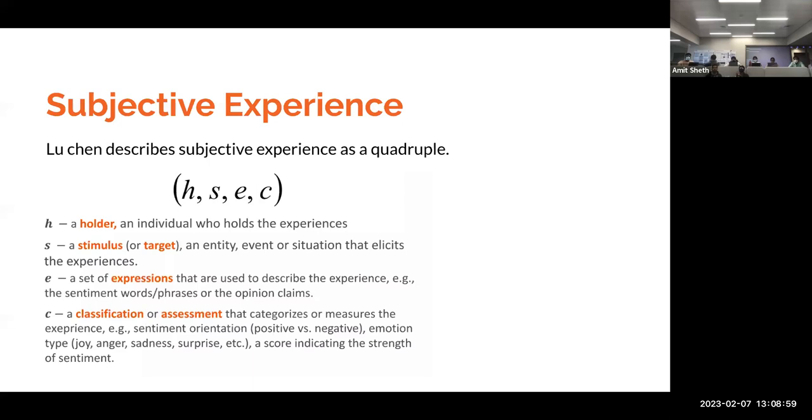Yu-Chan describes subjective experience as a quadruple of H, S, E, C. H is a holder, an individual who holds the experience. S is a stimulus or target, an entity, event, or situation that elicits that experience. E is the expression that describes the experience, and C is the classification or assessment that categorizes or measures the experience. If we talk about sentiment, then it's positive, negative. If we talk about emotion, then joy, anger, sadness, and there's a score indicating the strength of the sentiment.